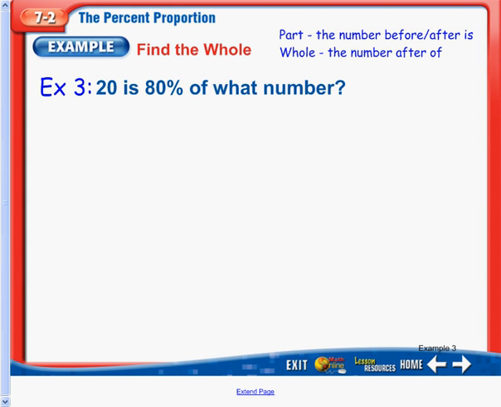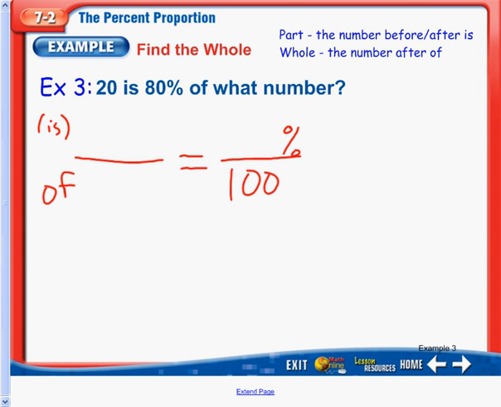On to the next example here. Before we even read it, let's get our proportion set up. 100 on the bottom, percent on the top, "of" on the bottom left, and "is" in parentheses on the top left. So: 20 is 80% of what number? Right now we have "of what number," so we don't know what's going to be here. So we're going to put W because that's what we're looking for, our whole. Then 20 will go on top. It is before "is" in this situation. Notice that it can be before or after. And then 80%, so we're going to fill that right next to our percent.